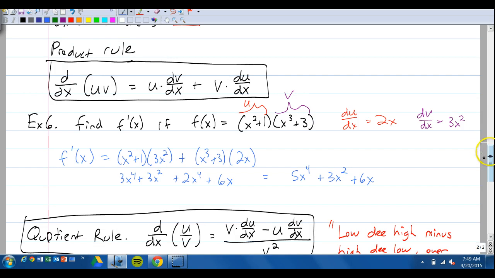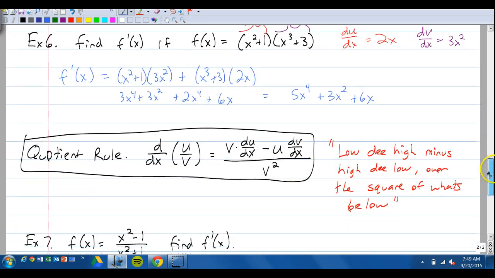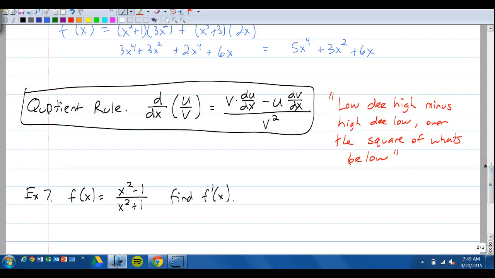Quotient rule, you also cannot just take the derivative of the top and bottom and divide. You have to use this rule for it to work. I have a little saying over here: low d high minus high d low over the square of what's below. That kind of helps you. So we have low is v, because it's the lower piece, times the derivative of the high piece, that's what d high means, minus high, which is the u, times d low, or derivative of v, over what's below squared. Okay?